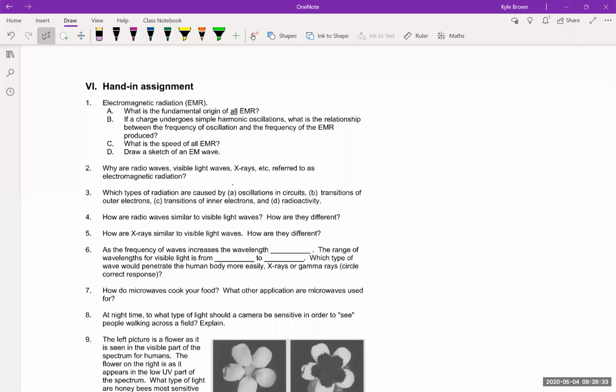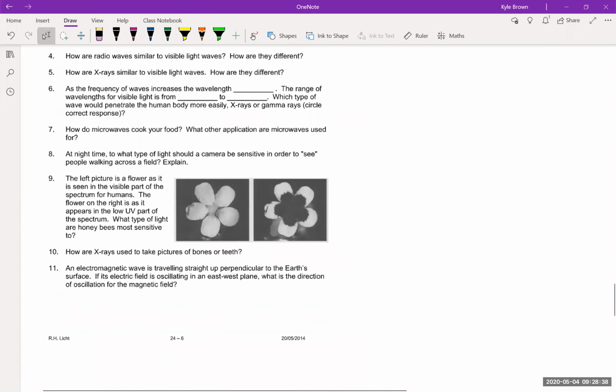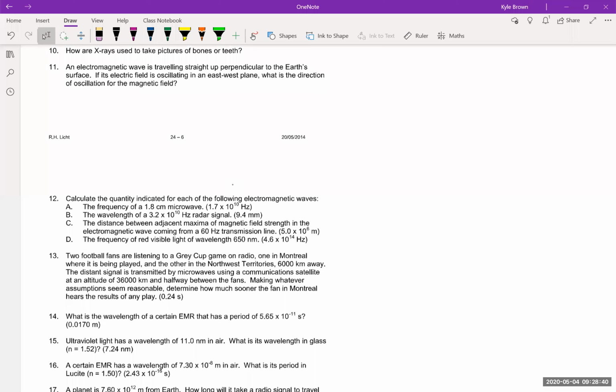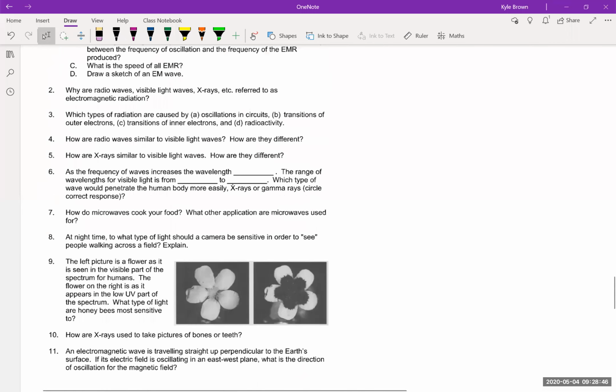Okay, that's it. No practice problems for this one. We just have the handing assignments, and you'll notice there's not even any math really. I guess there's some limited math with just the simple wave equation. But other than that, that's it.